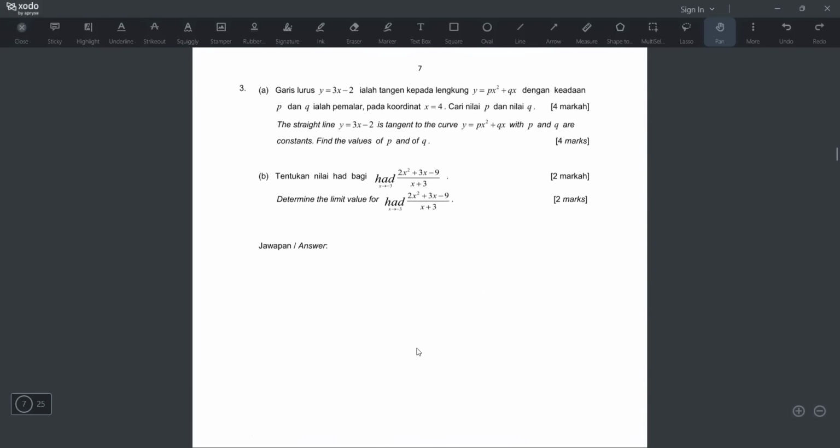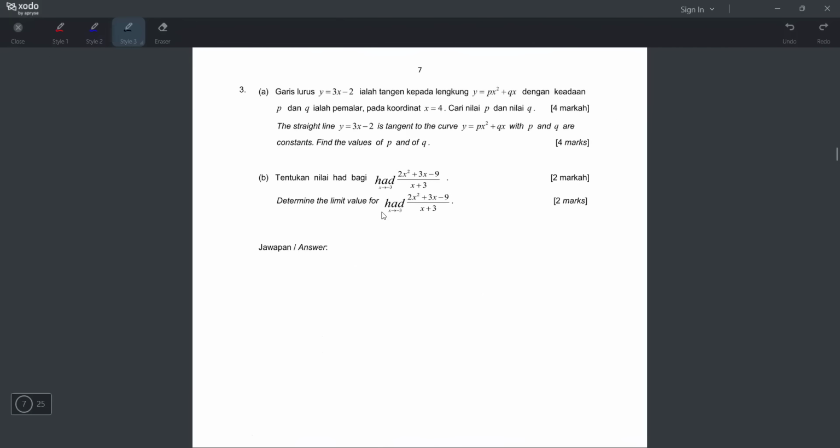That's it for number 3. Now I see the hard one. I know already which chapter it is: Form 5, chapter 2, the differentiation chapter. So let's have a look at the A question. The straight line y equals 3x minus 2 is tangent to the curve y equals px squared plus qx.